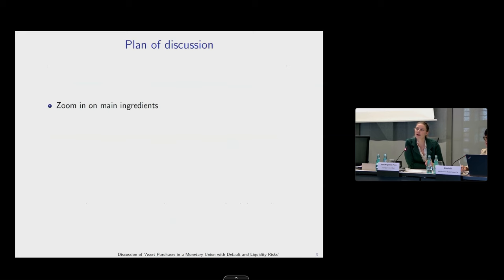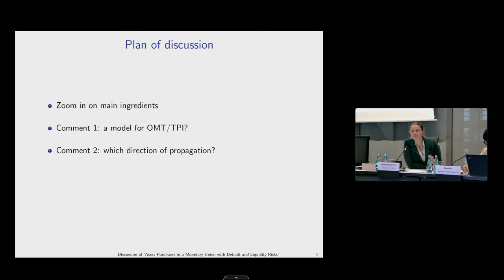So the plan of the discussion is first to zoom in on the main ingredients, the sovereign risk and liquidity risk, and then thinking about whether this is really a model for OMT or TPI, which direction of propagation we should think about and explore, and thirdly, on the spillover effects across countries.